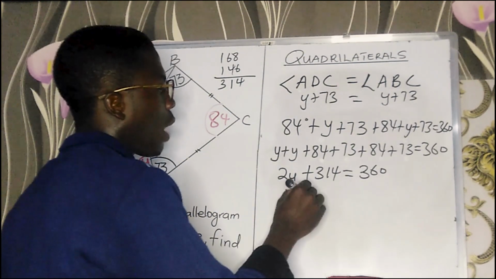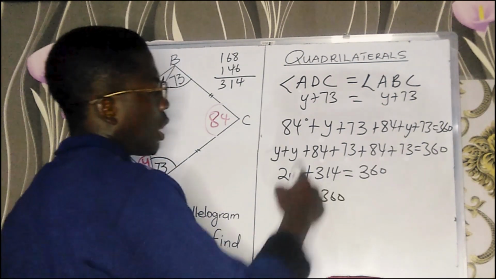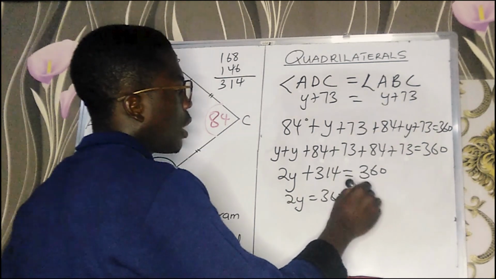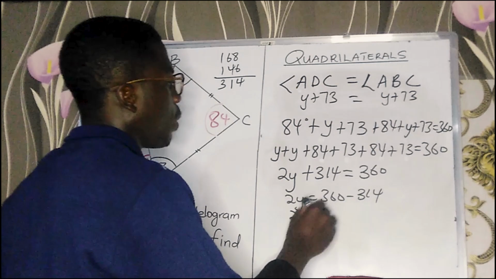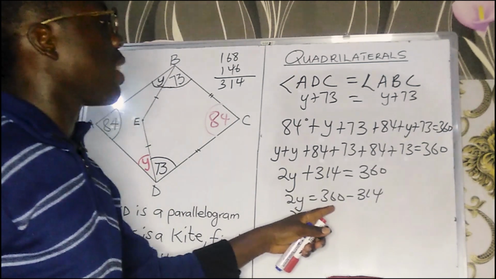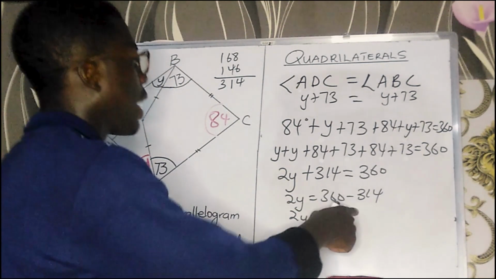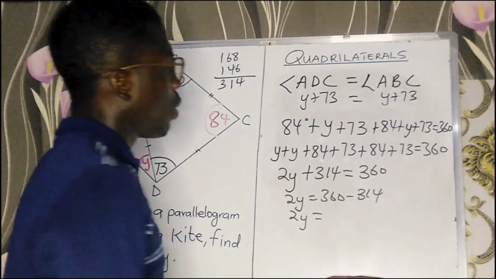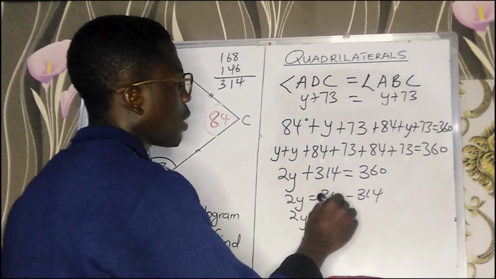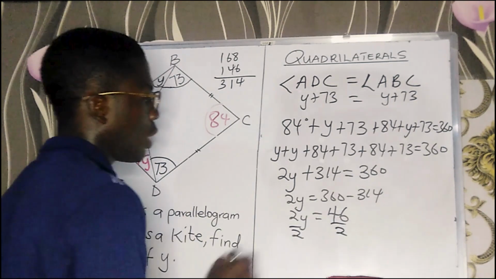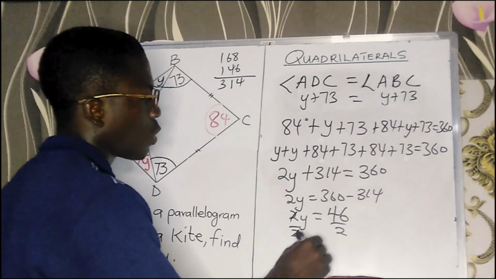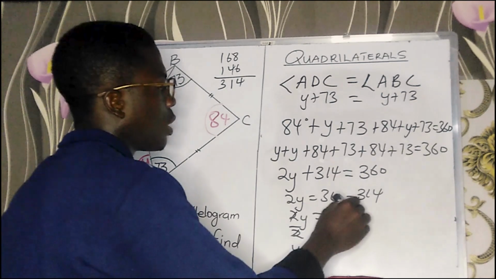So 314 plus 2y should be equal to 360. You have our 2y equals 360 less 314, which will then give us 46 degrees. So we divide both sides by 2. Then we have our y equal to 23 degrees.